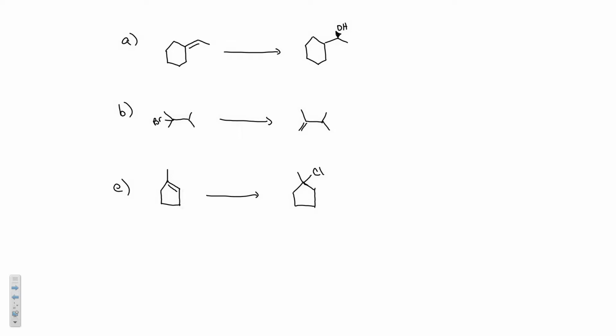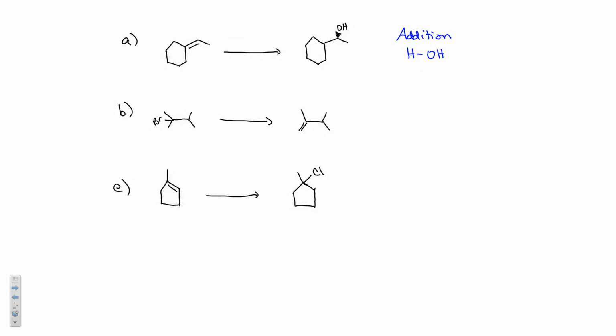So what happened on our first one? I had a double bond. Now I have an alcohol, right? So what did I add across the double bond? So this is addition. What did I add across my double bond? Water. So that's what I added across.